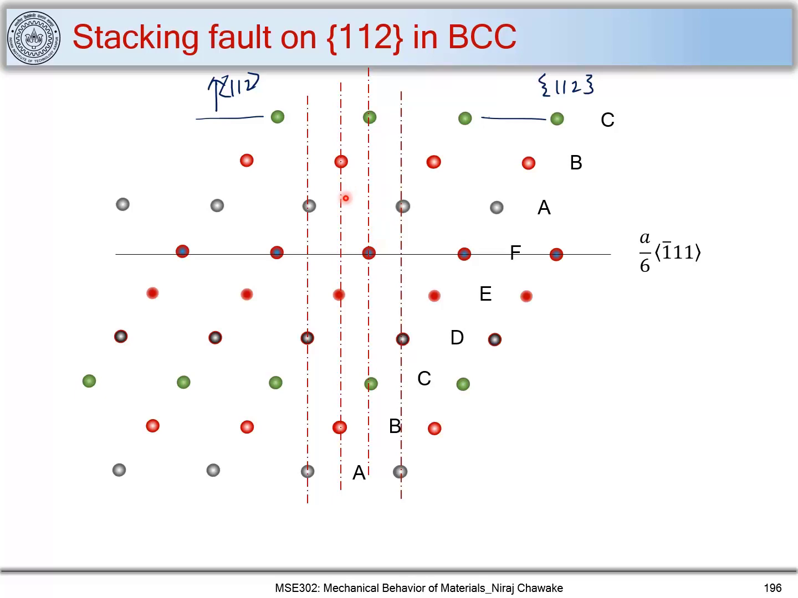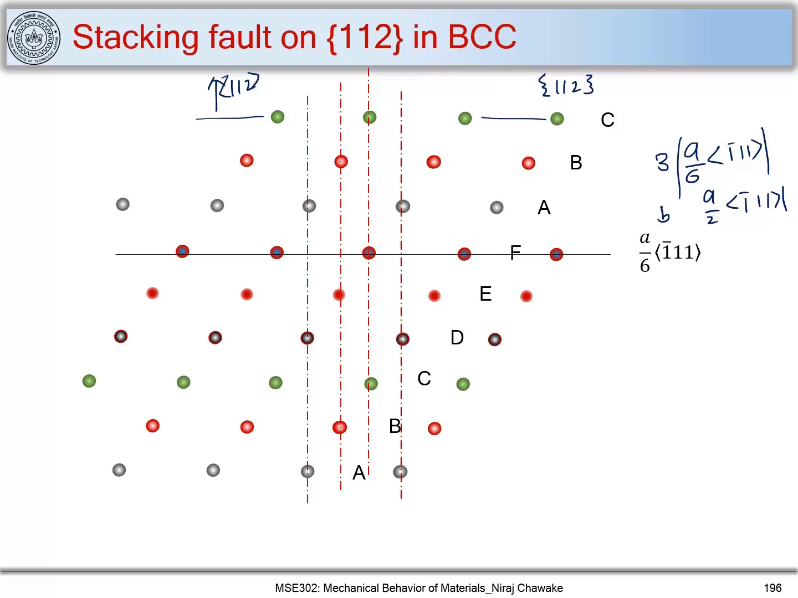So we have moved by how many times? We have moved by 3 times. Let's write it down. So we have 3 times movement by a magnitude of this, so this becomes A by 2.